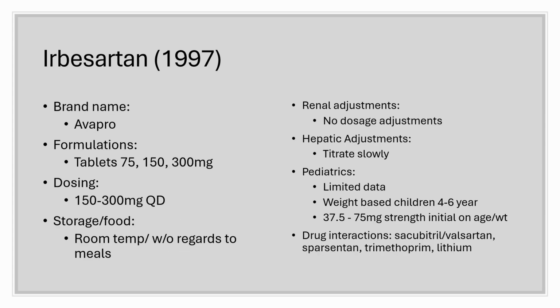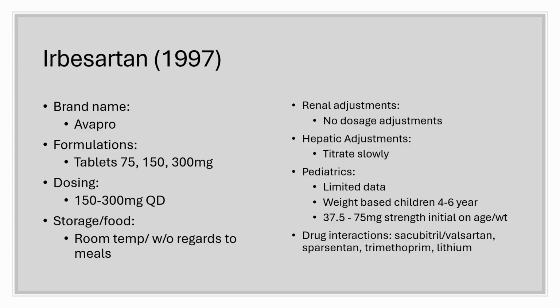Irbesartan's brand name is Avapro. It's available in 75, 150, and 300 milligrams. For hypertension in adults, dosing typically ranges from 150 to 300 milligrams once a day, with 300 milligrams as the maximum recommended dose. There is limited data available for the use of irbesartan in children, but for children 6 and up, an additional dose of 75 milligrams is utilized in pediatric dosing.